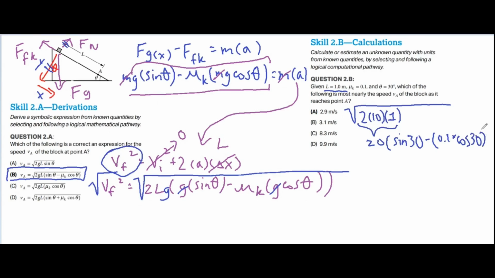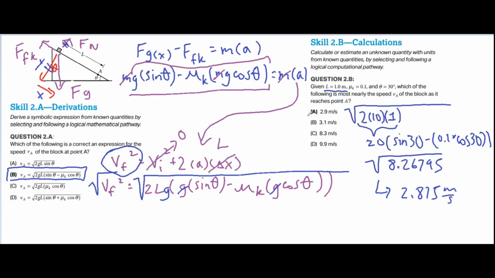times cosine of 30. All right, so in my calculator, I'm going to do sine of 30 minus the product of 0.1 times cosine of 30, and then I'm going to multiply that by 20. And then that's going to give me 8.26795. And that's after I multiply it by this 20 on the outside as well. And then let's go ahead and square root that number to finish off. And then that gives us 2.875.